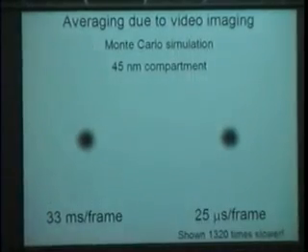And I can show you this in a video. This is a 45 nanometer compartment simulation. This particle is played back at 33 milliseconds per frame and includes the averaging at the camera. I'll leave the hand in the middle. It jiggles a bit, but not a lot. It looks essentially stationary in the simulation. It is running, trust me.